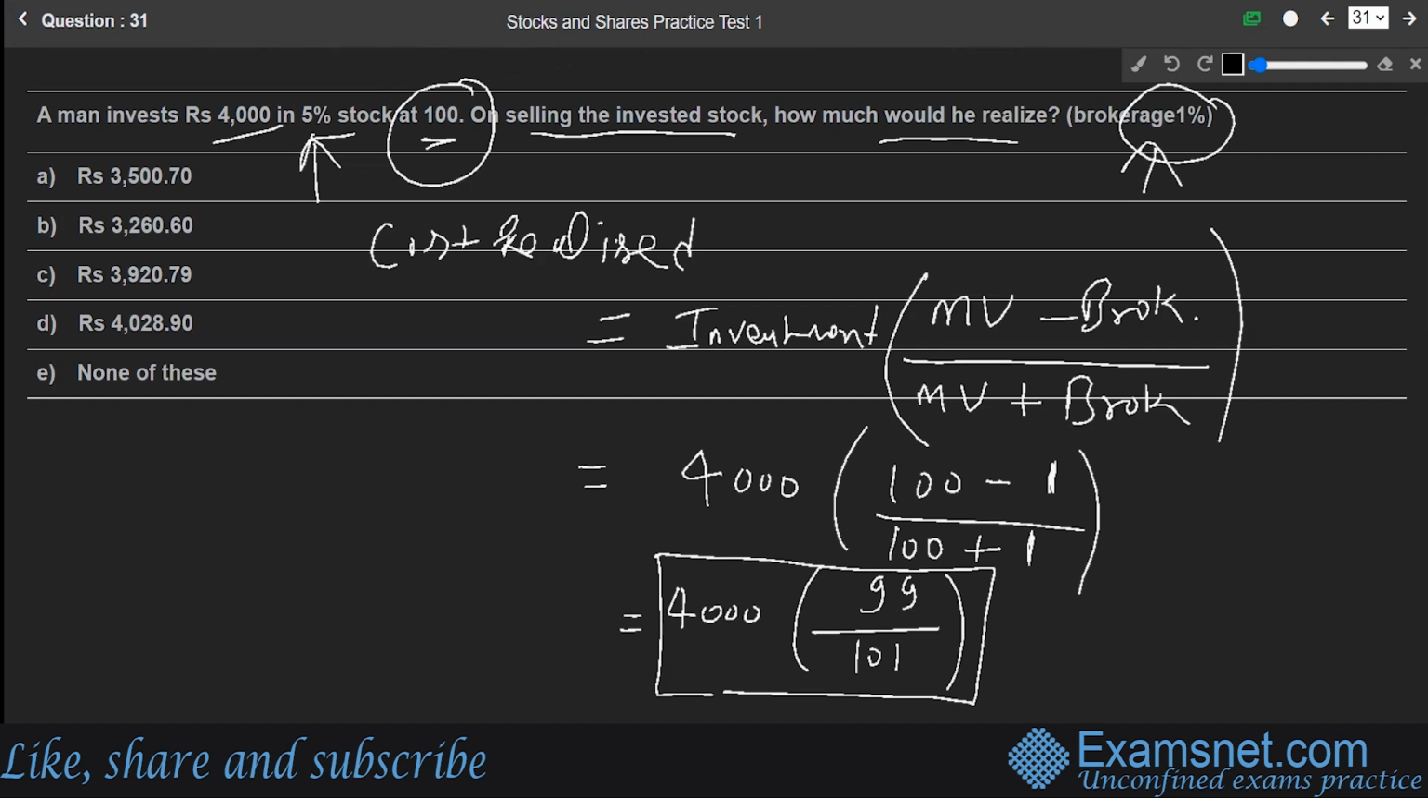We can do it this way also, but whenever none of these options is given, then we have to actually divide. So 4,000 times 99 divided by 101. If we solve this mathematically, the precise value comes out to be 3920.79 rupees. So this is the precise calculation, which is available clearly in option C, so that becomes the right answer.